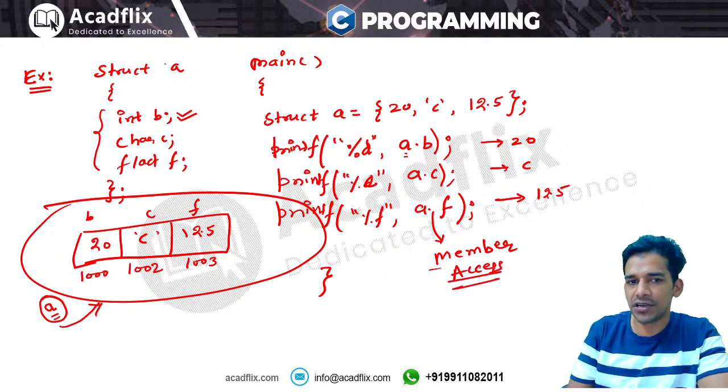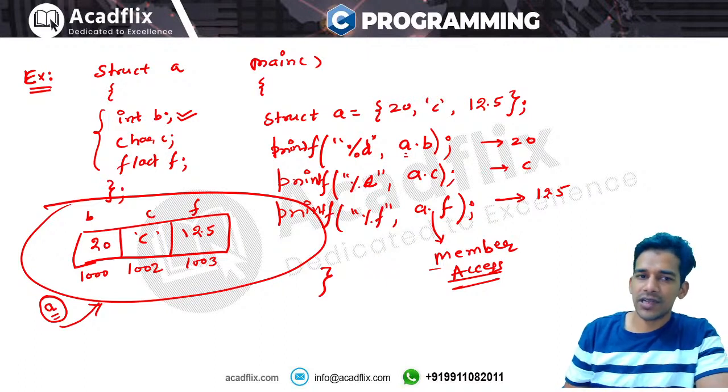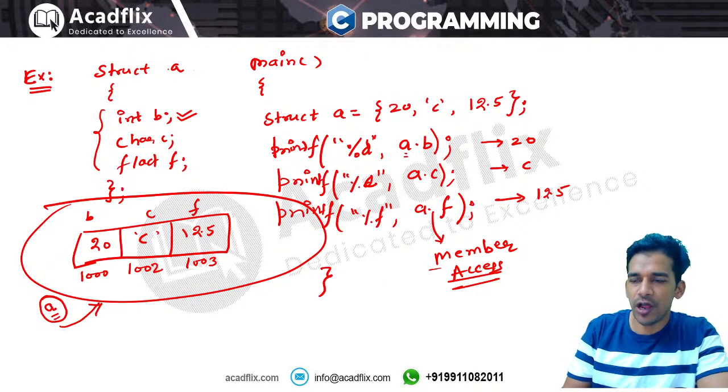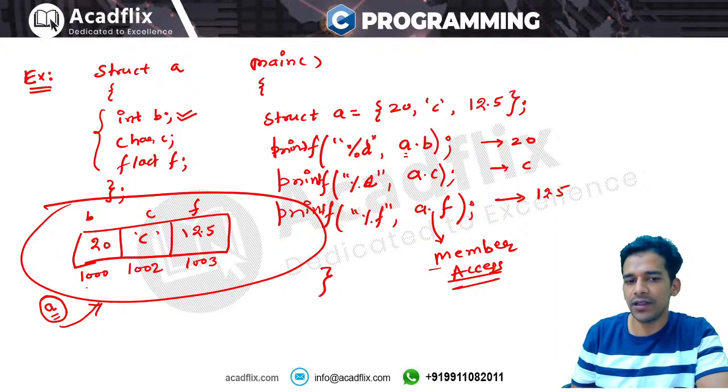The size of this structure A will be, for example, the size of the integer is also a data type, right? The size of the integer is 2 bytes, the size of the character is 1 byte, the size of the float is 4 bytes, right? So just like that, the size of this data type which you have made, जो आपने data type नया बनाया है A, उसका size क्या होगा? The size of this data type will be 2 plus 1 is 3, plus 4, 7. So the size of this data type will be 7 bytes.